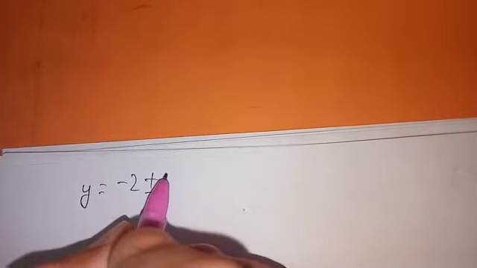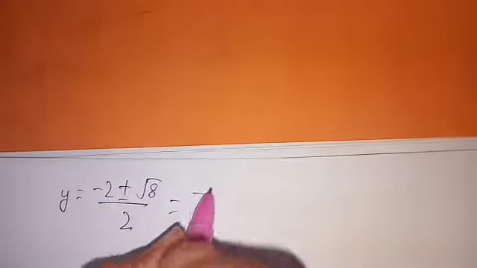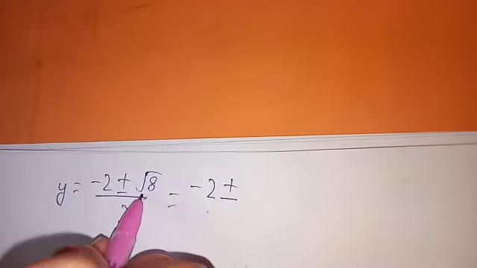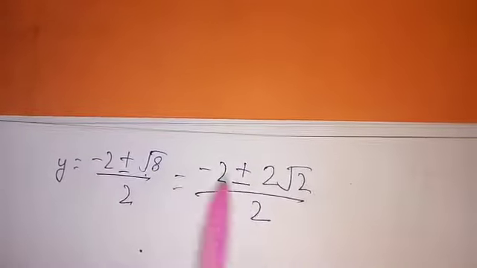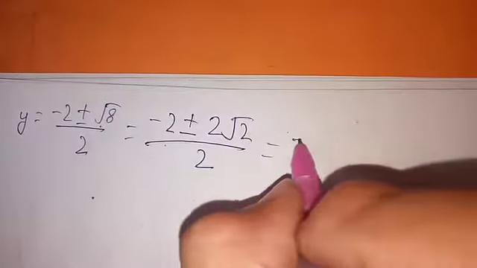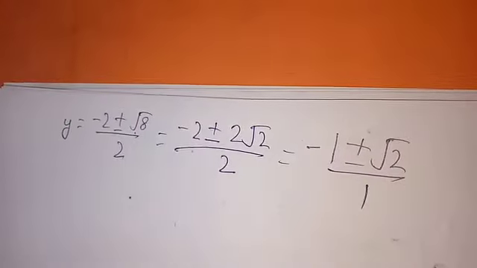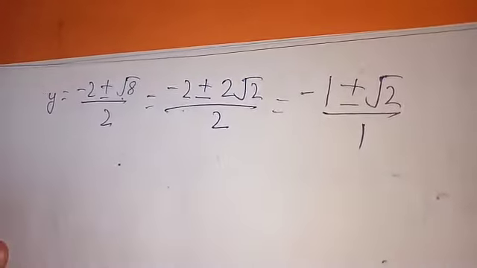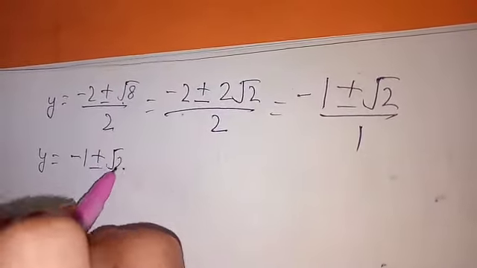And so we got y is equal to minus 2 plus minus root 8 by 2. So this can be written as minus 2 plus minus, what is root 8? Root 8 can be written as 2 root 2, by 2. Now we can take 2 common and cancel. So at last we will get minus 1 plus minus root 2 by 1. Okay. Now y is equal to minus 1 plus minus root 2.